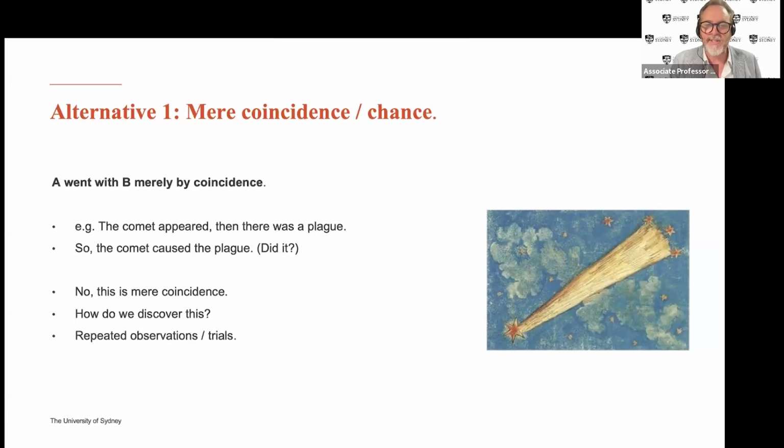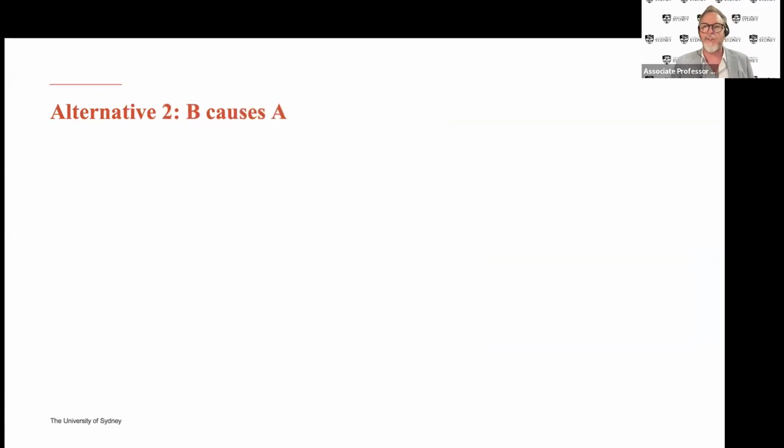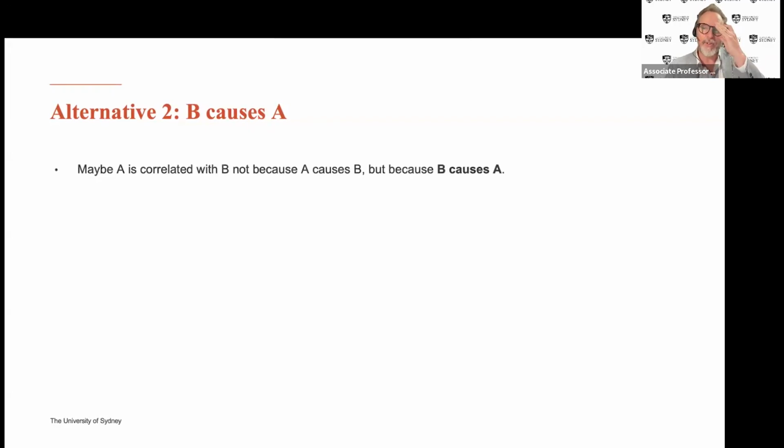That's pretty easy to understand. Here's the second one, and this is also really easy to understand, but a lot of people miss it in their thinking. A lot of people just ignore this possibility. Maybe A is correlated with B and is even regularly correlated with B, but it's not because A causes B. Maybe that's because B causes A. Right? Maybe there is a causal connection, but it doesn't go from A to B, it goes from B to A.